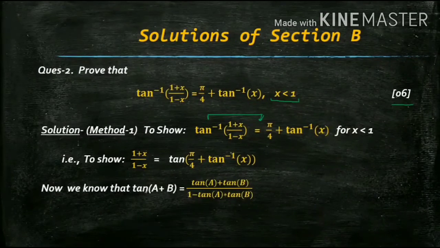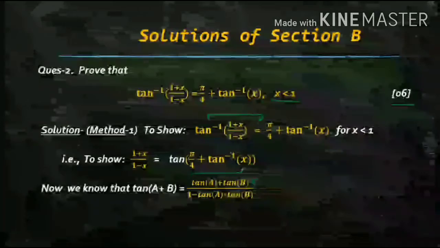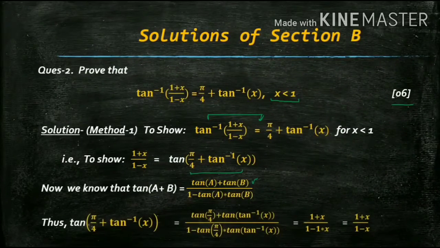You just have to use this property: tan of a plus b is tan a plus tan b over 1 minus tan a into tan b. Because here we have the tan of a plus b form. So tan of pi by 4 plus tan inverse x is nothing but this thing. Now tan pi by 4 is 1 and tan of tan inverse x is x. So you can directly write this and you get 1 plus x over 1 minus x, which you wanted to get. Hence proved.